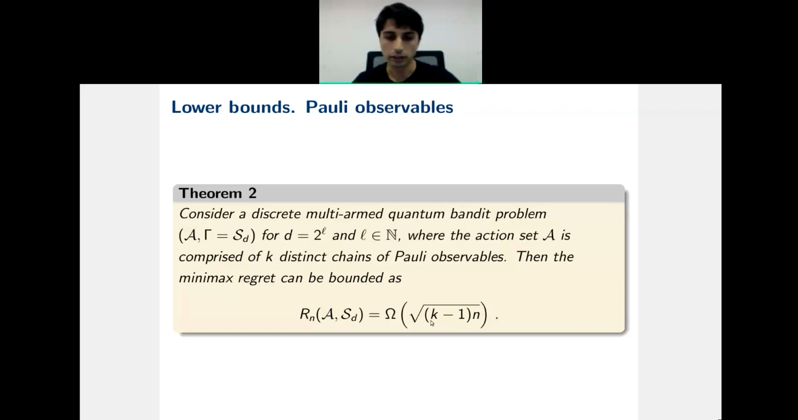But now we can introduce a factor that goes as k minus 1, where k is the number of Pauli observables. The k minus 1 is natural because if we have only k equals 1, so only one observable, there is only one action, so you always pick the right one. So this is where this minus 1 comes from.